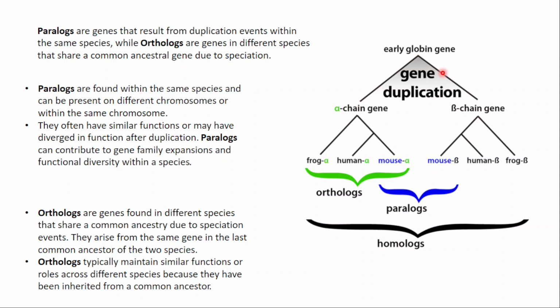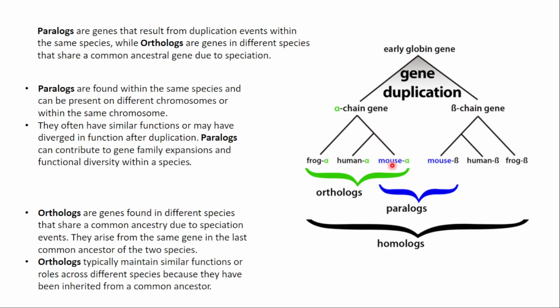Here is an example on the right, the globin gene. The globin gene is the best example to understand what are orthologs and paralogs. So there was a gene duplication event in the globin gene, and each globin gene has the alpha chain and the beta chain. So in the alpha chain, we have frog alpha, human alpha, and mouse alpha.